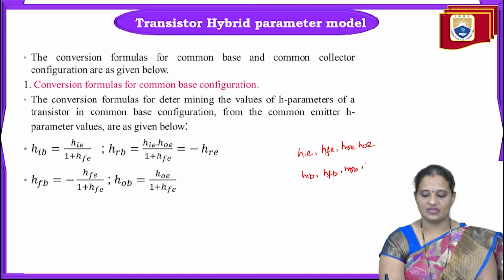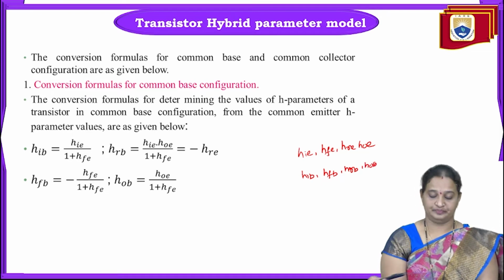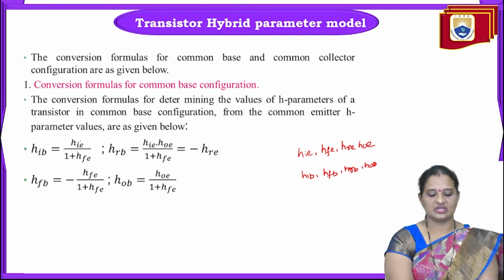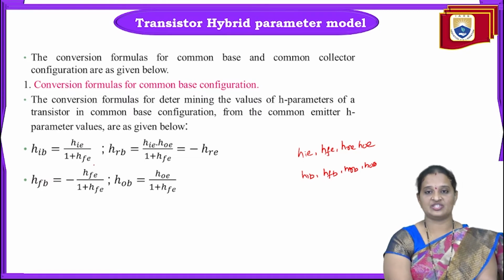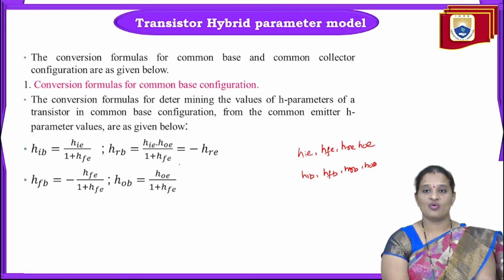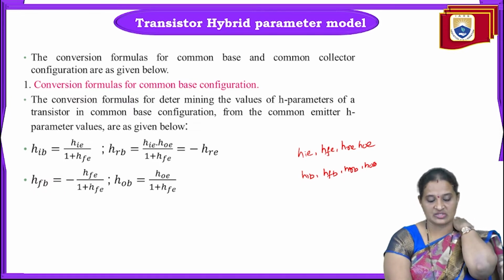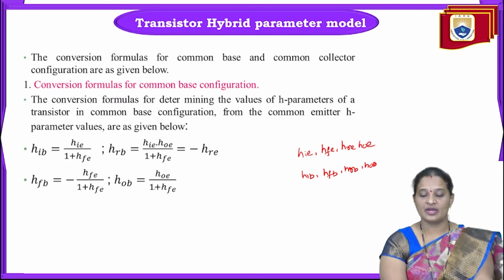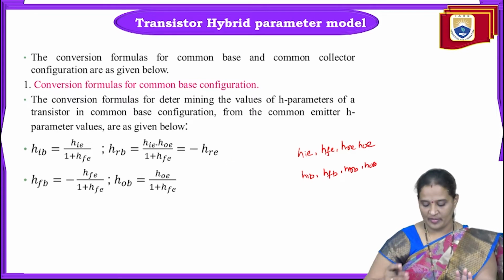So for this, these are the conversion formulae. HIB is equal to HIE by 1 plus HFE, and HRB is equal to HIE into HOE by 1 plus HFE, minus HRE, and HFB is equal to minus HFE by 1 plus HFE, and HOB is equal to HOE by 1 plus HOE. These are the formulae that are used to convert H parameters from common emitter configuration to common base configuration.